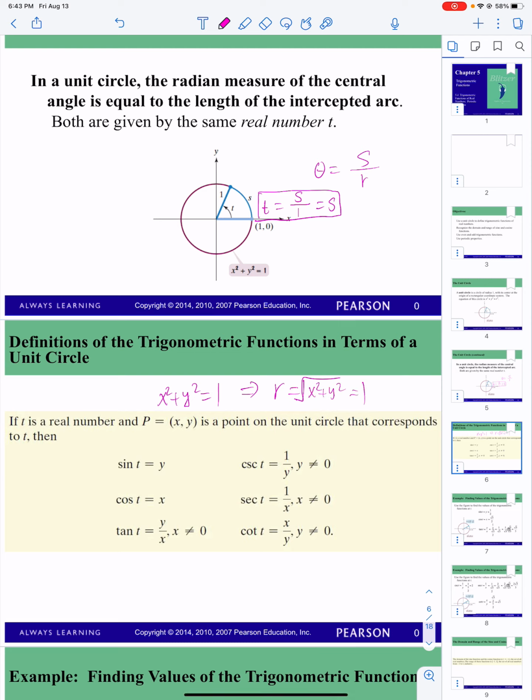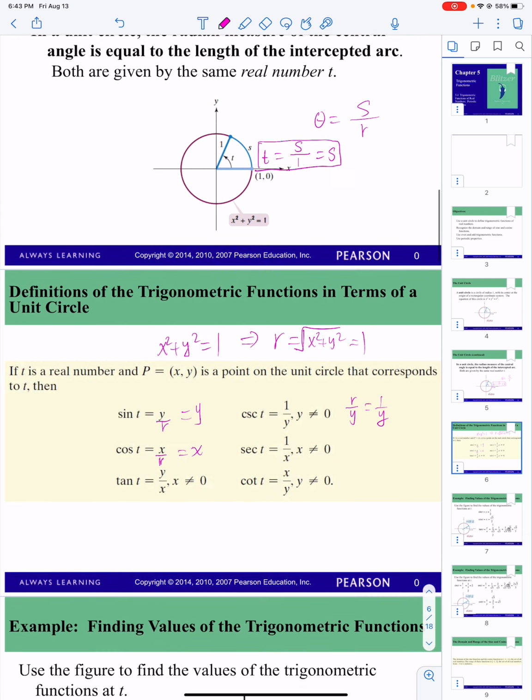So for the sine of T, equal to what? Y used to be what? Y over R, which will be Y here. So similarly, we will have all the other formulas corresponding to here. So X over R is what? X. R over Y is what? 1 over Y. All these things. Okay.